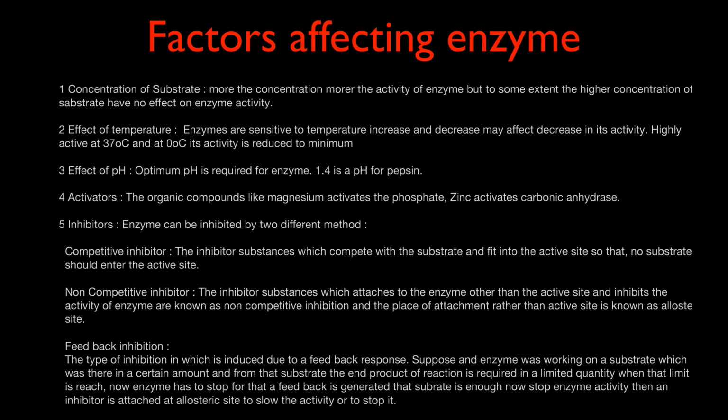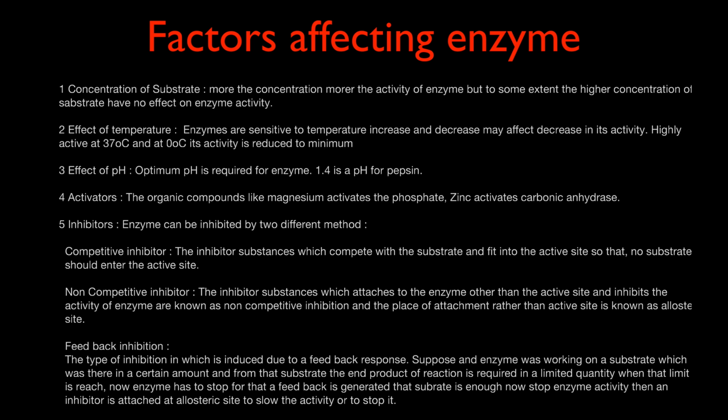Effect of pH: optimum pH is required, not more than that, not less than that. Just for example, 1.4 is required for pepsin, which is an enzyme of the stomach. So that's how the pH effect works; it is very sensitive to pH. If it increases or decreases from 1.4, then the enzyme has no activity.